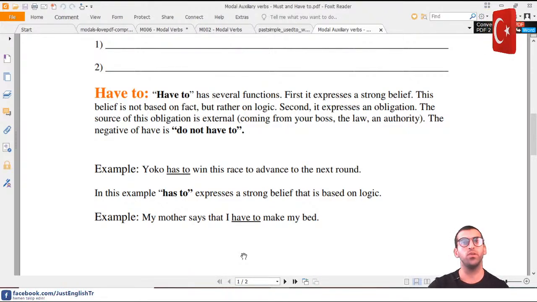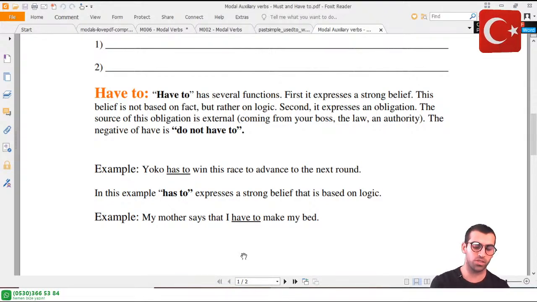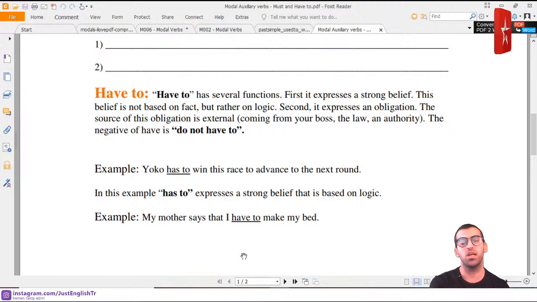But have to, everyone has to prepare for the exam. It means this is a general rule for everyone. Or soldiers have to get up. Soldiers, I don't know the word in Turkish. Soldiers have to get up at 6 a.m. in the morning. It means all of them.